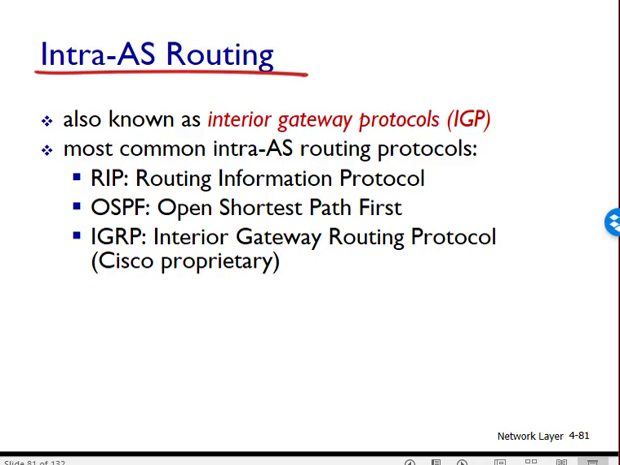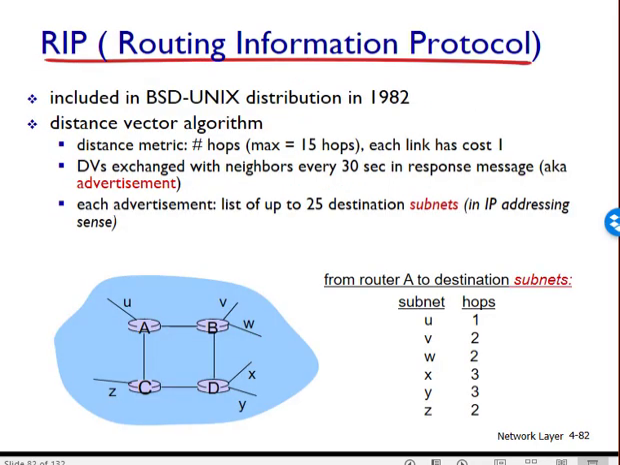RIP was one of the earliest interior gateway protocols and is still in widespread use today. It traces its origins and its name to the Xerox Network Systems architecture. The widespread deployment of RIP was due in great part to its inclusion in 1982 in the Berkeley Software Distribution version of Unix supporting TCP/IP. RIP is a distance vector protocol that operates in a manner very close to the idealized distance vector protocol that we examined a couple of sections back.